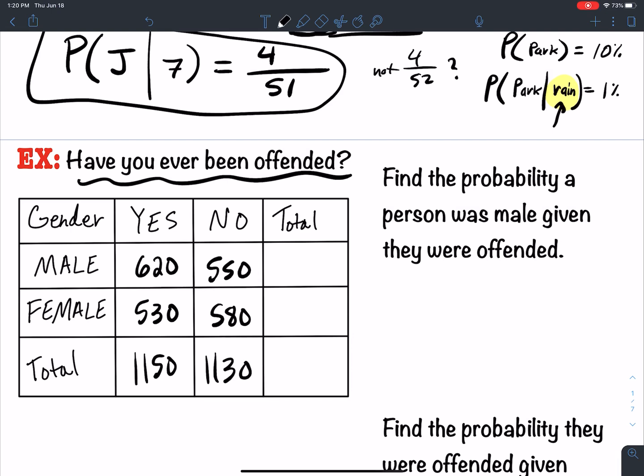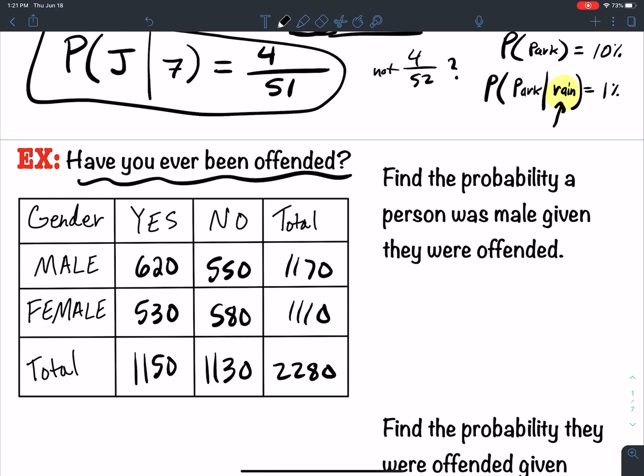Now, the question might be, how many people total did they ask? Well, if 1,150 said yes and 1,130 said no, then, add those together, you get 2,280 total people that they went out and asked, have you been offended? Well, what about males? If you add all the people that said yes and all the people that said no, you get 1,170. And if you add 530 and 580 together, you're going to get 1,110, okay? And so that's how you get the totals there, all right?